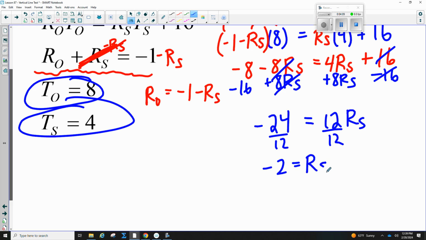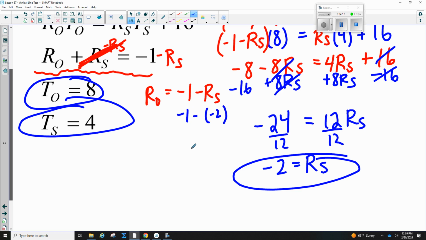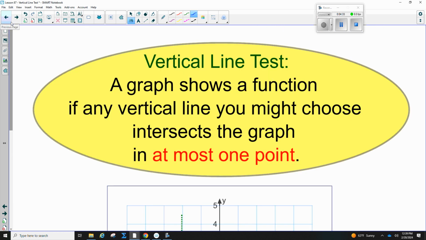All right, and then you need to find RO. So if you go back and you plug in, you have -1 minus -2. That's going to make it a +2. So -1 plus 2 is 1. So RO is 1. Okay. And that's that. Everybody feel good about substituting? Okay. It's pretty easy.